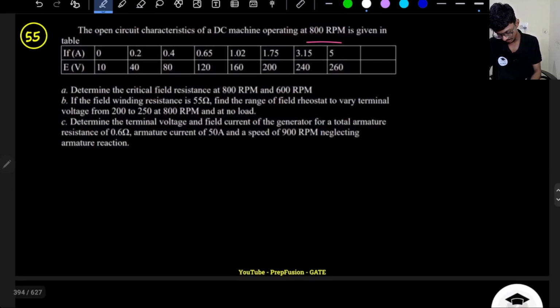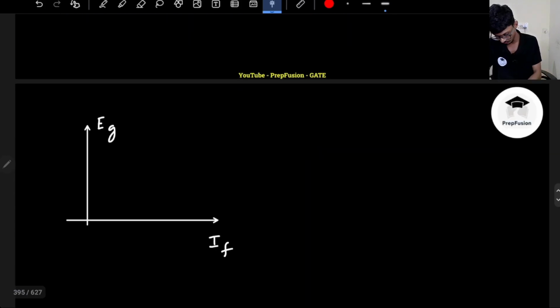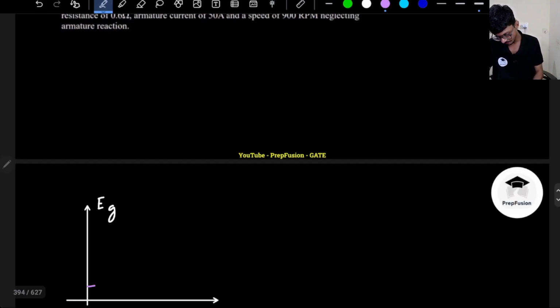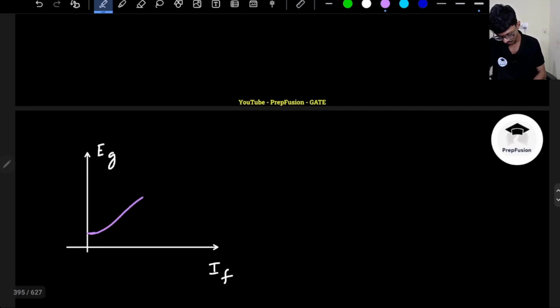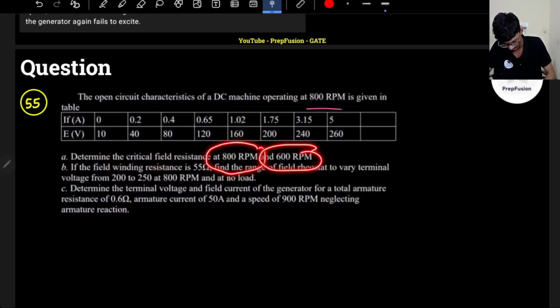So here they are telling me that for zero field current I have some residual voltage, and slowly it is increasing. If the field current is increasing, the voltage is slowly increasing, and roughly you will get a curve like this. Okay, so what is the important portion? First they are asking you, determine the critical field resistance at 800 rpm and 600 rpm. So how will you determine this?